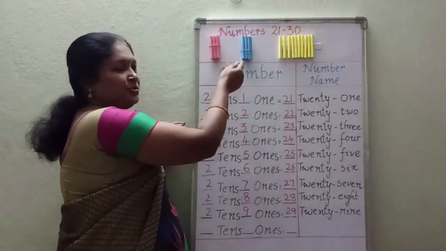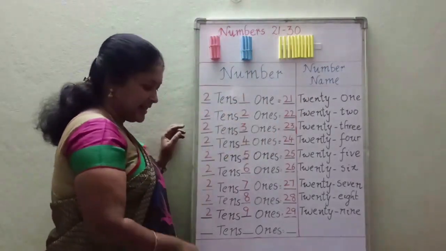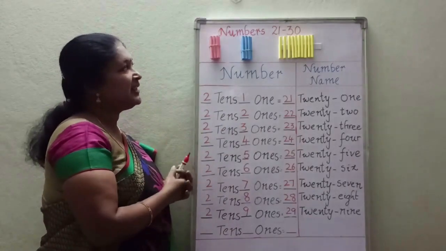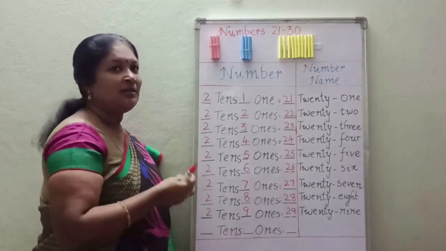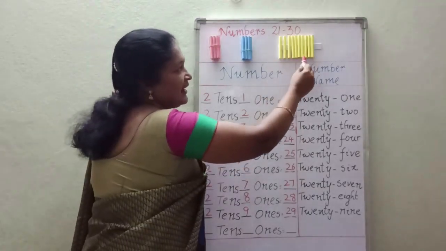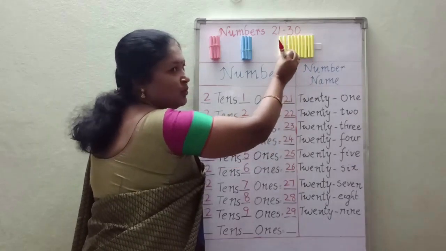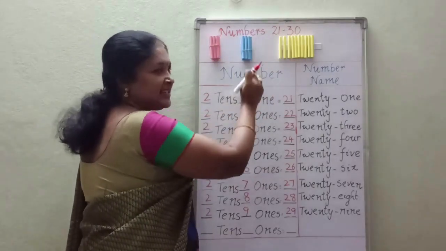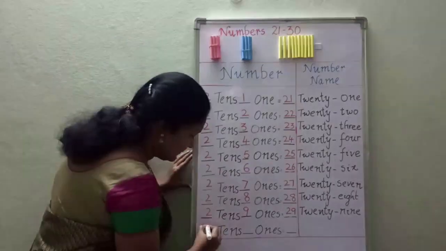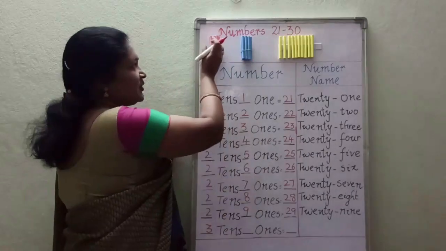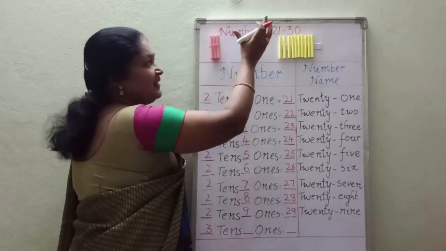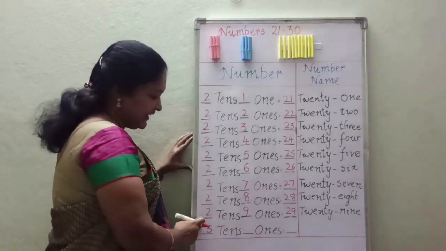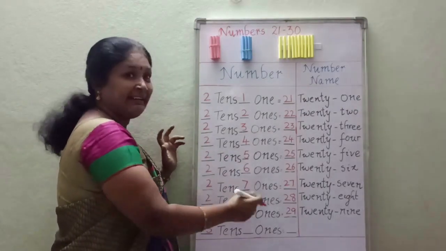So here 2 tens and here 10 ones are there. 10 ones means what, children? Before that we learned 1 ten equals 10 ones. So here all these ones will become again 1 ten. So total how many are there? Here 2 tens are there and here separate ones are there. Now all together here 3 tens. So this is 1 ten, another ten, and here all ones become as another ten. So total how many tens? 3 tens.